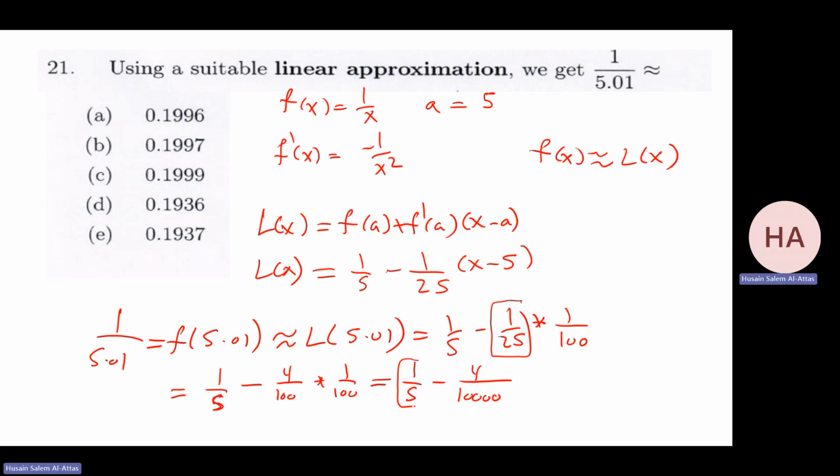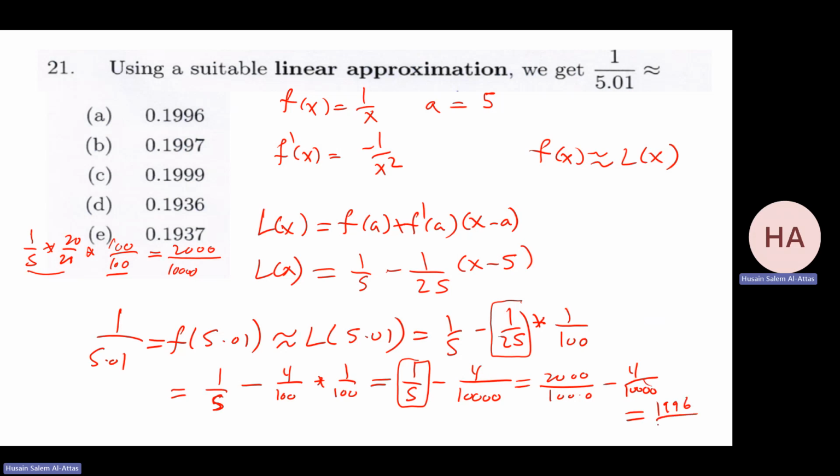Now the same thing I want to do with the 5. I know in 1 over 5, multiply by 20 over 20, we're getting 20 over 100. Multiply by 100 over 100. That gives me what? 2,000 over 100 times 100, or 10,000. So this is 2,000 over 10,000 minus 4 over 10,000, which is equal to 1996 over 10,000. So it's this one, 0.18, which is equal to 0.1996. Okay.